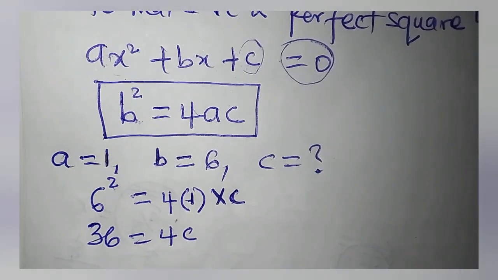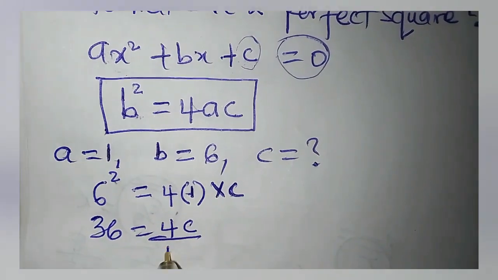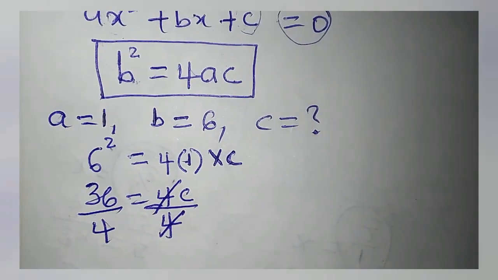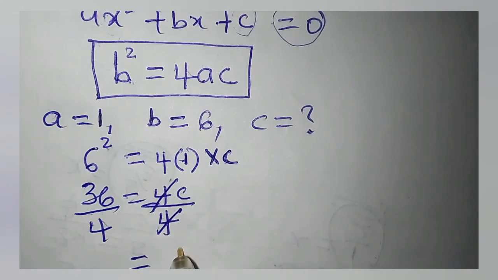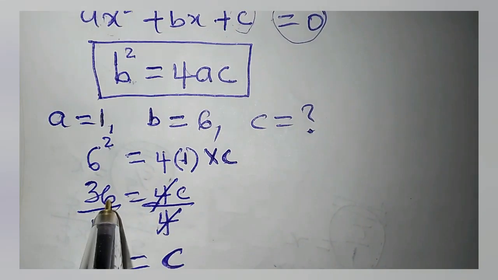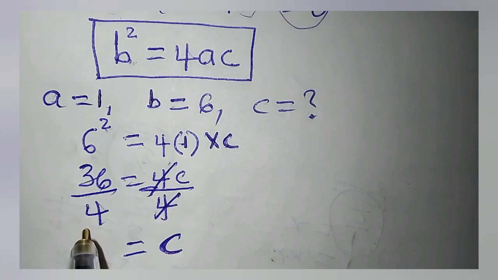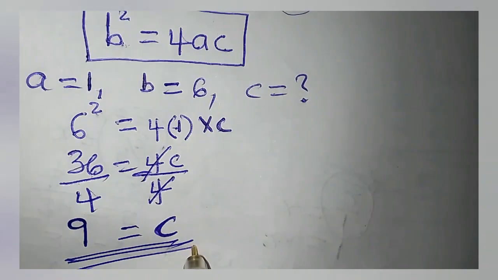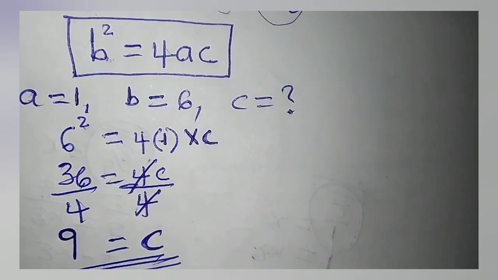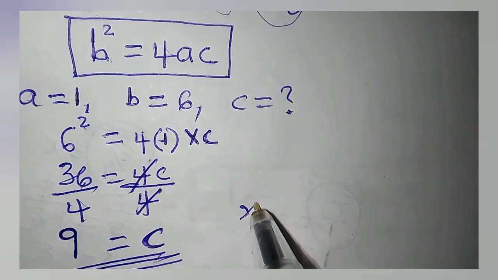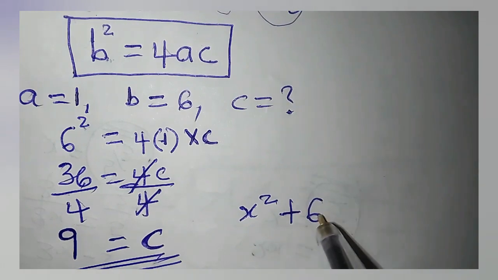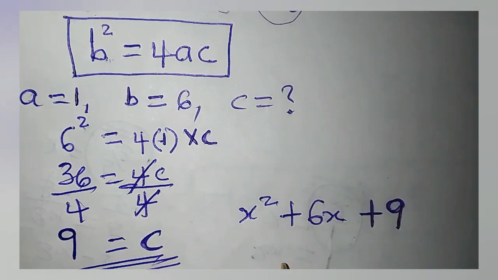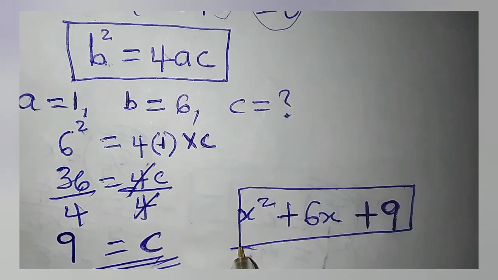So I'll divide both sides by 4. 4 will cancel 4, and so we have c is equal to 36 over 4, which is 9. So c is 9. It means that the complete expression is x squared plus 6x plus 9. So as it is now, it is a perfect square.